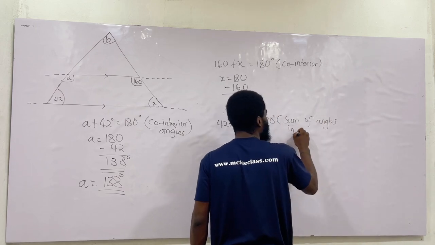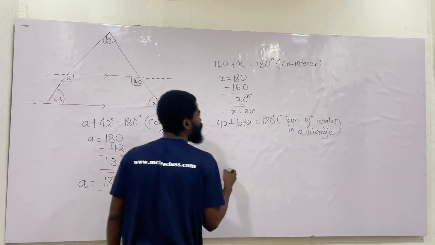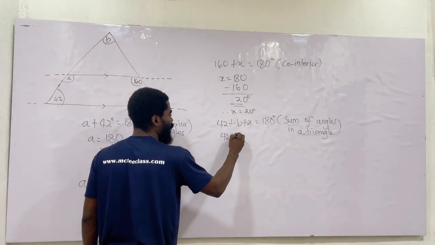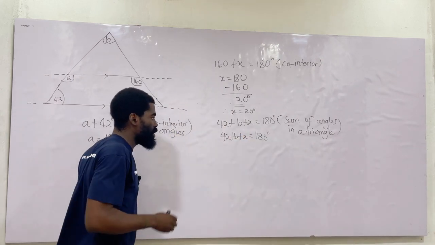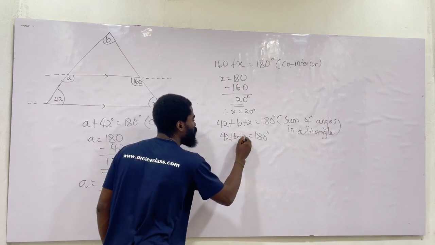Sum of angles in a triangle. But we know X will be 20. So we get 42 plus B plus X equals what? 180 degrees. Okay. So in that sense, X is 20. Then put a 20 here.